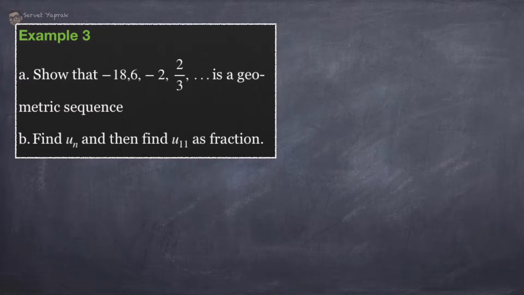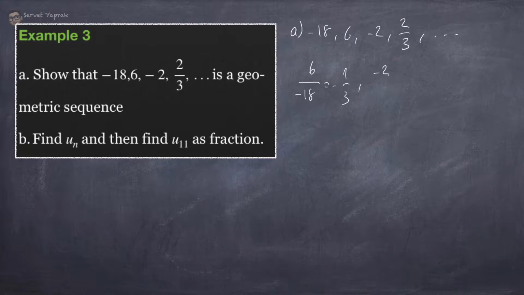Example, show that this is a geometric sequence. So our terms are negative 18, 6, negative 2, 2/3, and continues. So we can directly see the common ratio by looking at negative 18 and 6, but we can divide the terms to each other to find it as well. So if we divide 6 by negative 18, we get negative 1/3.